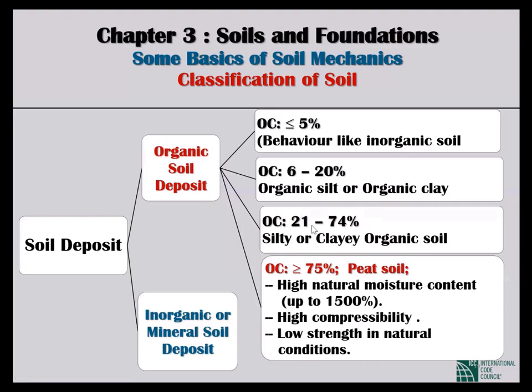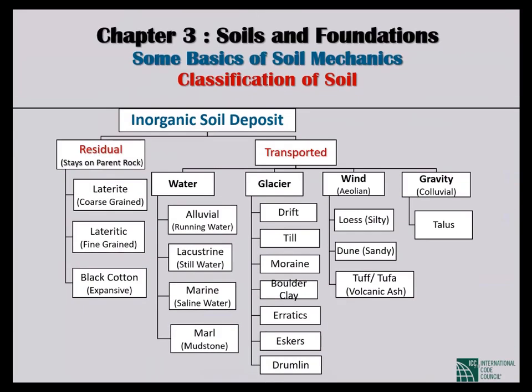And if it is between 21 to 74%, then the organic material is prominent. We call it silty organic soil or clayey organic soil. But whenever the organic content is greater than 75%, we call it peat soil. Peat soil is highly unsuitable for the construction of any foundation. It contains very high natural moisture content, up to 1500%. It has high compressibility and very low shear strength in natural condition. So this classification, for the time being, I want to finish over here. Then I move to the next one.